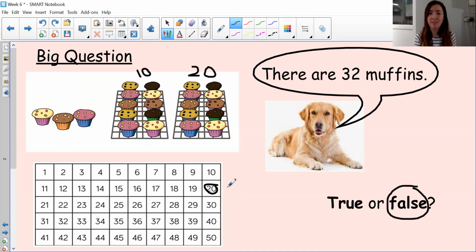Not 30. If you said 30, it's not 30 because we're not adding another 10. We're only adding 3 more. So it's 21, 22, 23. If we look at the 100 square, there's 20. Counting on, the next number is 21, 22, 23. So actually, there are 23 muffins, Stevie. I think you got your digits the wrong way around.